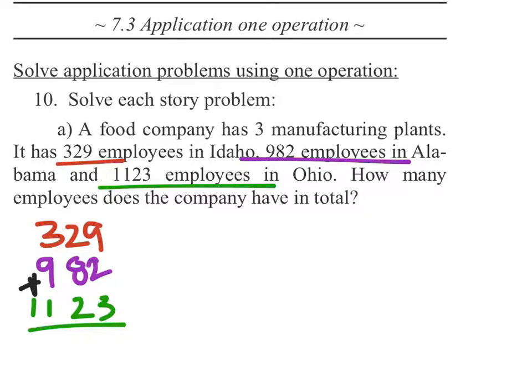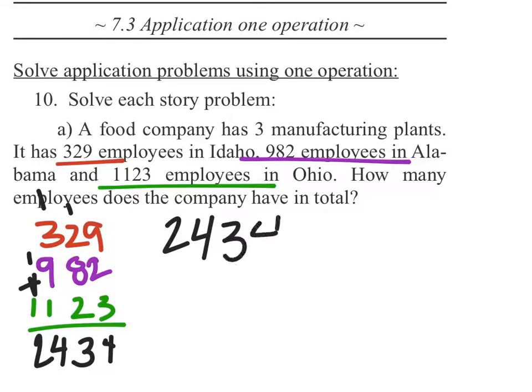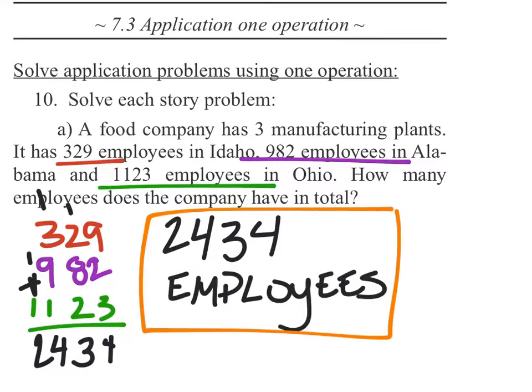There we go. So 9 plus 2 plus 3 is going to be 14. Carry the 1. 1 plus 2 plus 8 plus 2 should be 13 there. Carry the 1. 1 plus 3 plus 9 plus 1 should be 14 again. Carry that 1. 1 plus 1 is 2. So 2,434. Again, the label for this one, we'll just put employees.